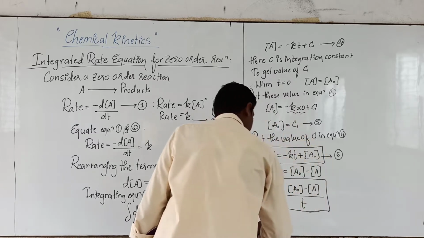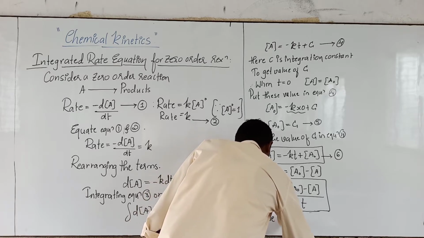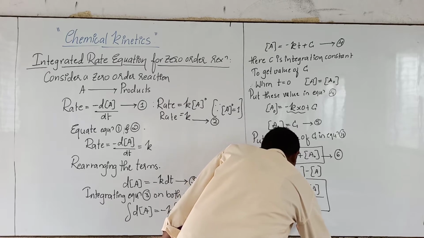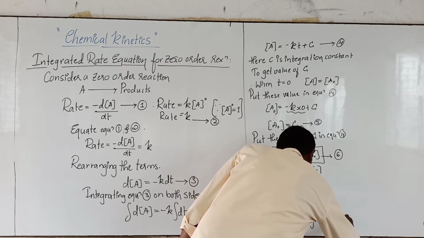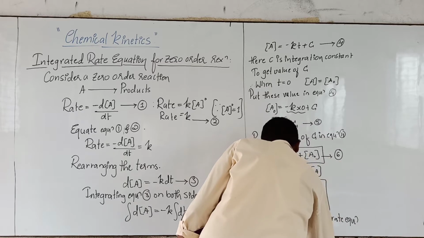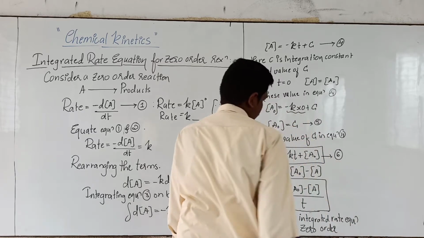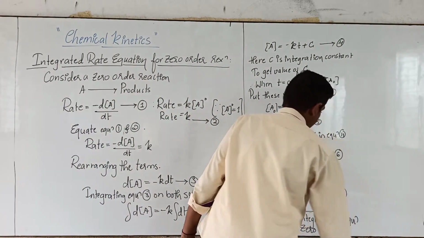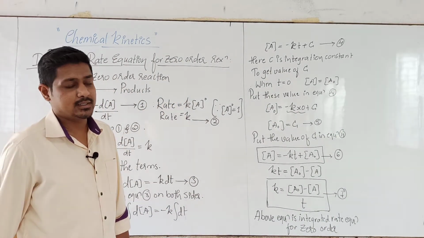The above equation is called the integrated rate equation for zero order. So remember, this is equation 7. Equation 7 is called the integrated rate equation for zero order reaction.